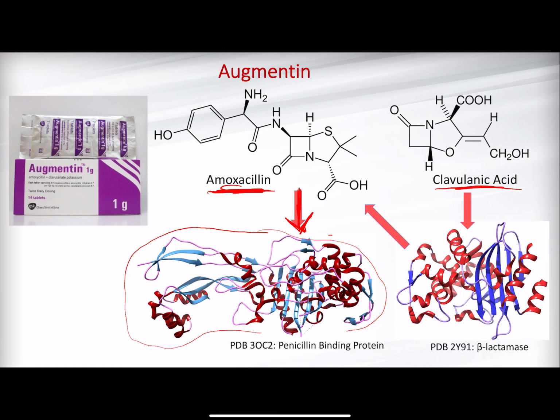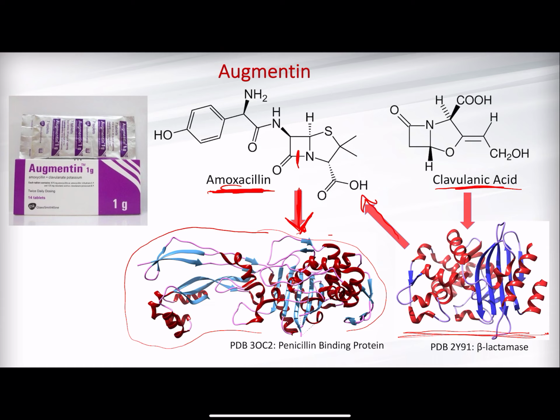But be that as it may, evolution wins out, and the bacteria evolved another enzyme called beta-lactamase. So now, when bacteria are challenged with something like augmentin, they will overexpress an enzyme that comes and binds to augmentin and then clips what we call the beta-lactam ring in here, and it destroys the antibiotic.